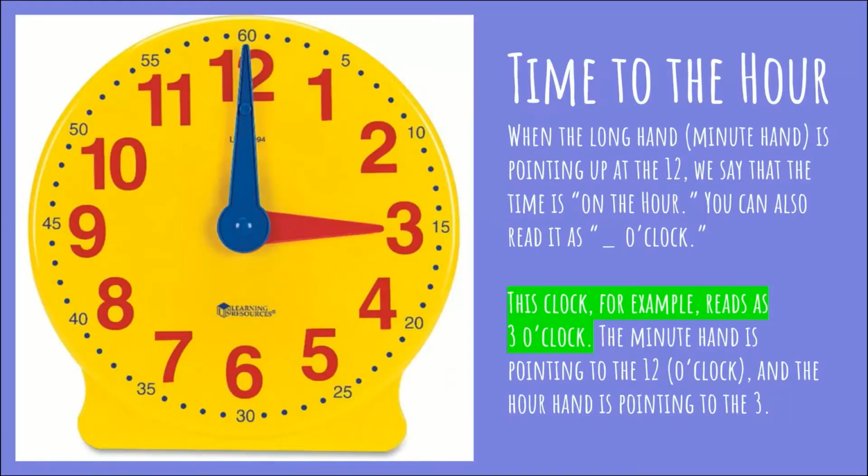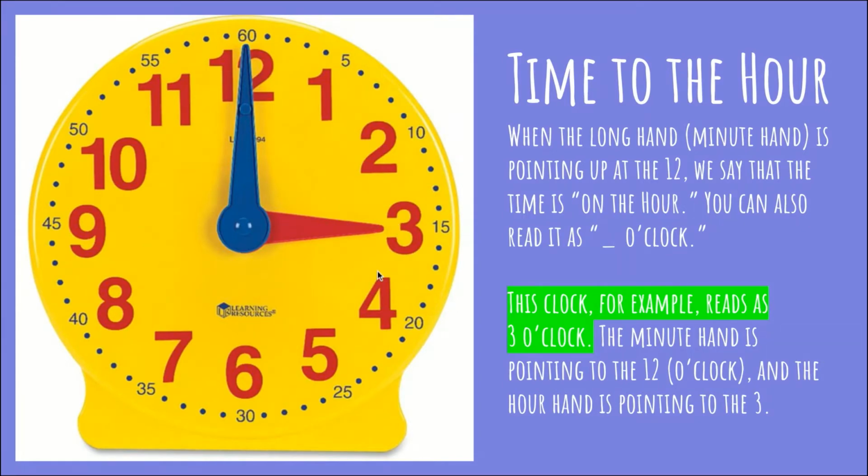Let's look at some examples. All right, so telling time to the hour. When the long hand, which is the minute hand, right here, it's also in blue, is pointing up at the 12, we say that the time is on the hour. You can also read it as blank o'clock. So this clock, for example, reads 3 o'clock. Why? Because the minute hand is pointing to the 12, which tells me o'clock on the hour, and the short hand, which is the hour hand, is pointing to the 3.